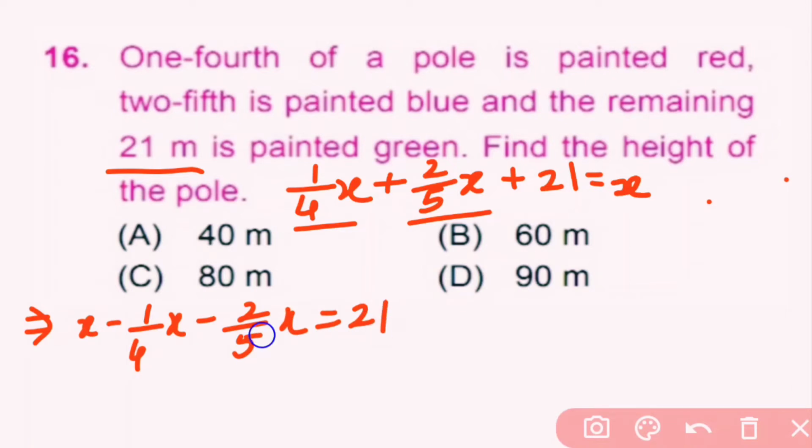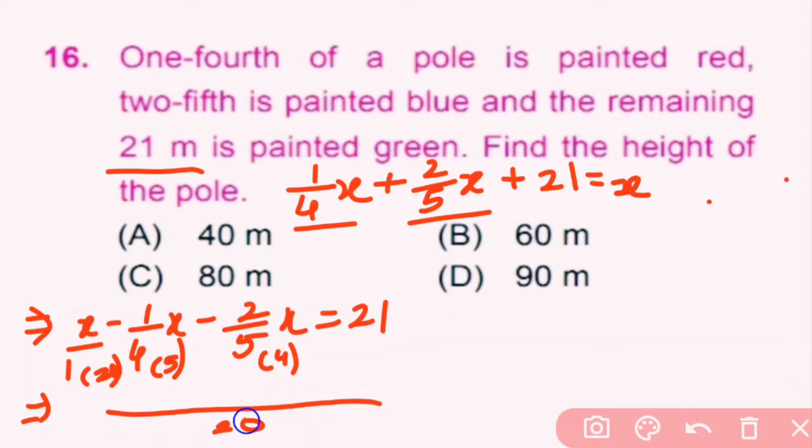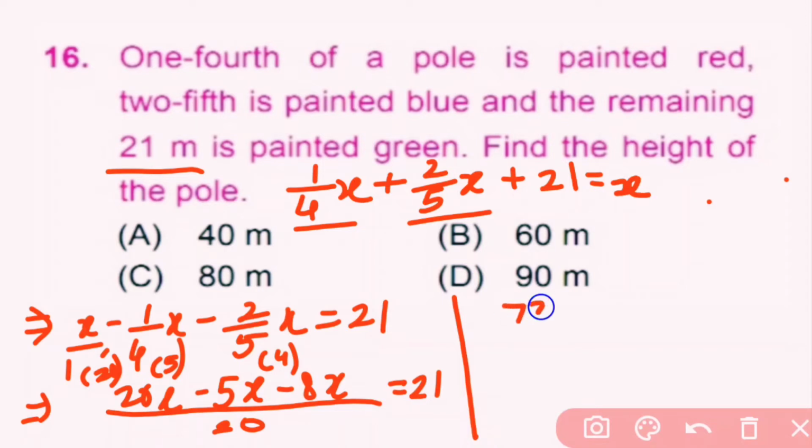Now we make their denominators the same by multiplying here by 20, here by 5 and here by 4. So their denominator will be the same. So 20 will be the denominator, and 20 into x is 20x, minus 5 into 1 is 5x, minus 2 into 4 is 8x, is equal to 21. So 20x minus 5x is 15x, 15x minus 8x is 7x.